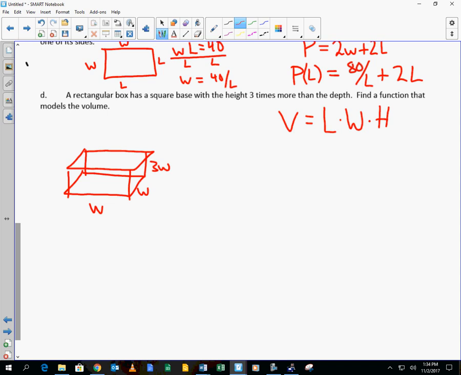Sure. If we call this depth and that depth, then we would say this would be 3 times the depth. No, it doesn't. I've done a poor job drawing it. Okay? Right, so volume in terms of width then is equal to 3 times the width cubed when you multiply all those together.